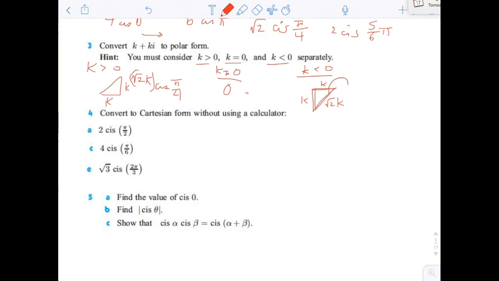And the angle would be 180 degrees plus 45 degrees, which would be pi plus pi over 4, which would be 5/4 pi. So the cis value is 5/4 pi, and the modulus is going to be square root of 2k.